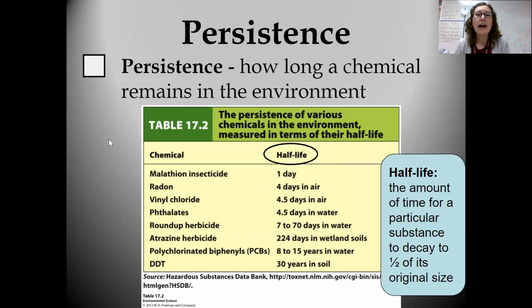Persistence is how long a chemical remains in the environment. This is tied right in with the half-life of a chemical. Half-life you might have learned in chemistry. If not, we're learning it now. Half-life is the amount of time that a particular substance takes to decay to half of its original size, weight, or volume. So for example, radon, if its half-life is 4 days in the air, let's say I have 100 grams of radon floating through the air. In 4 days, I'm now only going to have 50 grams of radon. And then in 4 more days, I'm going to have 25 grams of radon. So hopefully you got that.